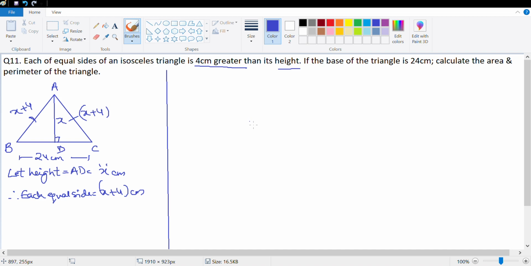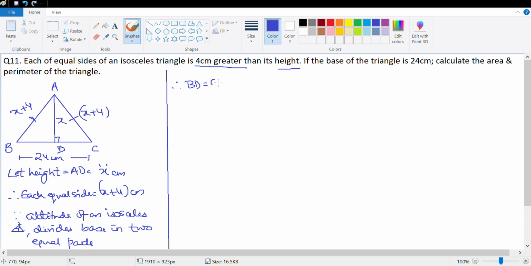So we've done a question like this before. Since the altitude of an isosceles triangle divides the base in two equal parts, therefore BD is equal to CD is equal to BC upon 2 is equal to 12 centimeter. So BD and CD are equal and they are equal to 12 centimeter.